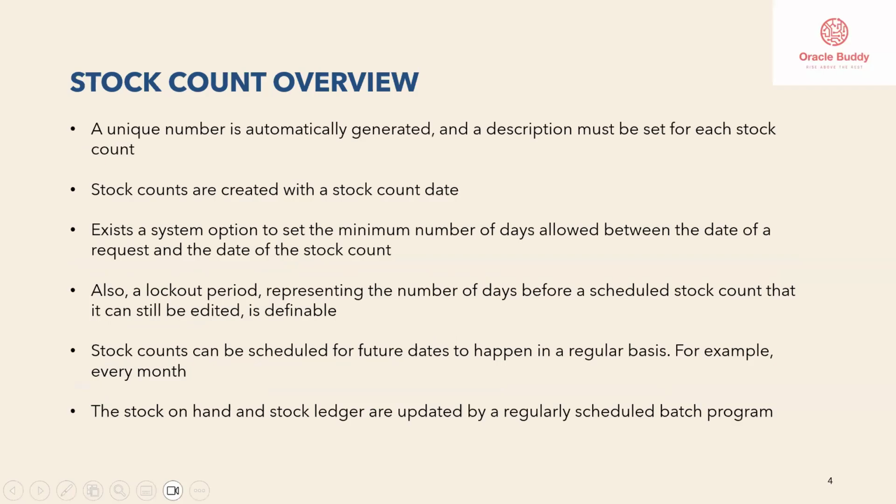Let's have an overview of stock count. A unique number is auto-generated and a description must be set for each stock count. Stock counts are created with a stock count date. There is a system option to set the minimum number of days allowed between the date of request and the date of stock count. Also, a lockout period represents the number of days before a scheduled stock count that it can still be edited and defined. Stock count can be scheduled for future dates to happen on a regular basis, for example, every month. The stock on hand and stock ledger are updated by a regularly scheduled batch program.